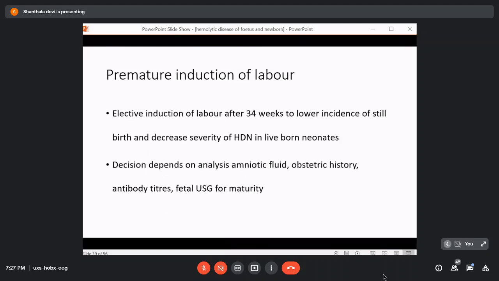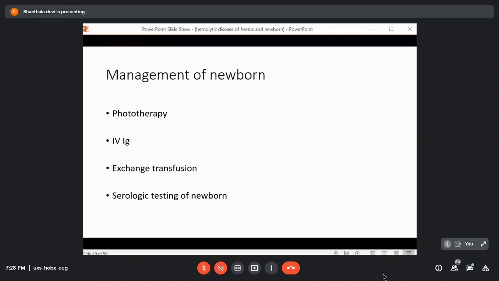Where the facility of intrauterine transfusions is not available, premature induction of labor is done after 34 weeks to lower the incidence of stillbirth and to decrease the severity of hemolytic disease in the live newborns. This decision will rest on the analysis of the amniotic fluid, obstetric history, the antibody titers as well as fetal ultrasound for maturity. How is the newborn managed? The various treatment modalities.